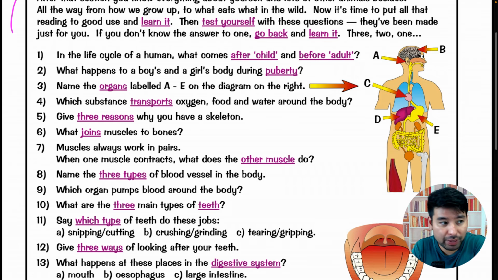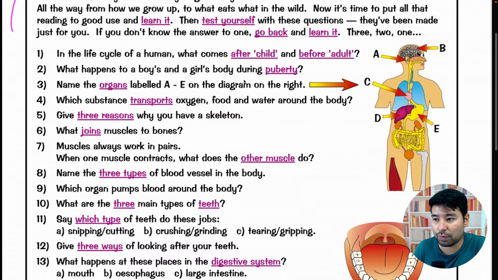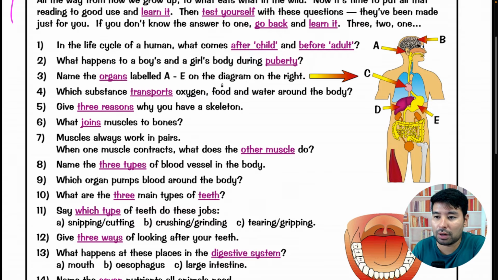Então, eu expliquei essa primeira, né, a número 1. A partir de agora, eu vou ler as próximas. Não vou traduzir, tá bom? Eu vou deixar tudo para vocês. Então, vocês vão ler todas com calma e vai responder, alright? Então, let's go. Number 2. Deixa eu só mover aqui um pouquinho. Ok. Number 2. What happens to a boy's and girl's body during puberty?